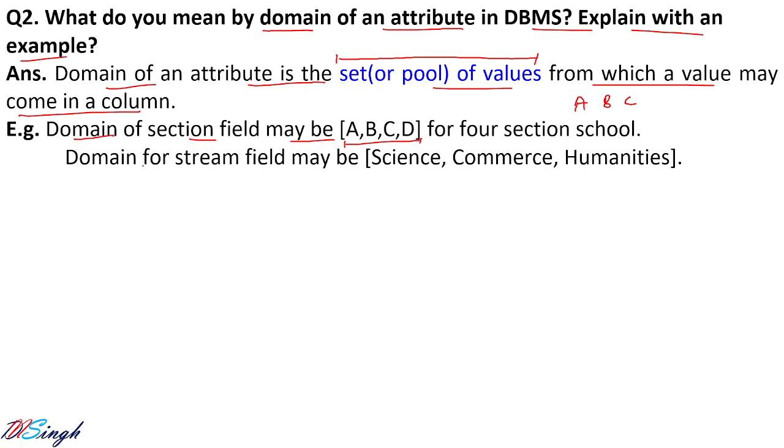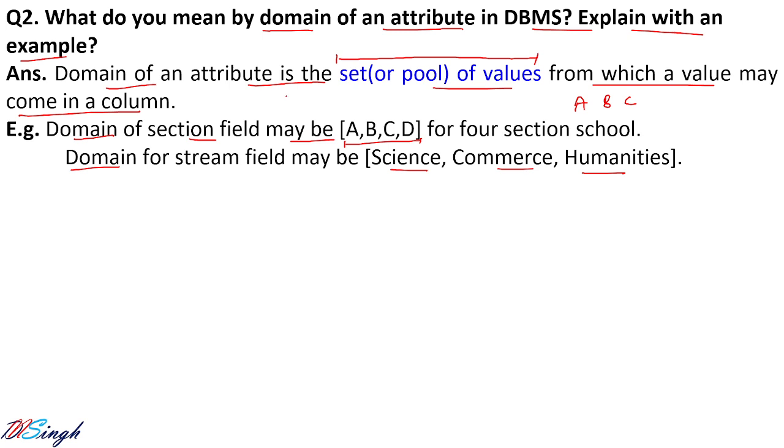Domain of that. Domain for stream field may be science, commerce and humanities. If your school has all 3 streams, then science, commerce and humanities. Then the stream field in your student table may have one of these 3 values. It cannot have any random value. So that's called domain. That is a set or pool of values from where you pick a value for your column. I hope it is clear what is domain.